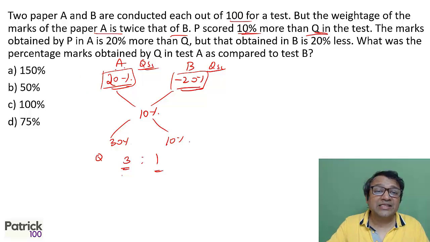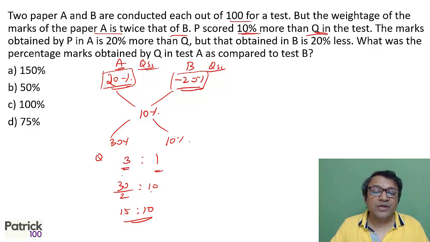But the A test is double the weightage. So the actual score will be, suppose it's 30 and 10 as Q scores. So this is the weightage. Before the weightage, it will be 15 and 10. If it's 15 and 10, that means in A, he'll score 150% of B. Because 15 upon 10 into 100 is 150%. So A option.